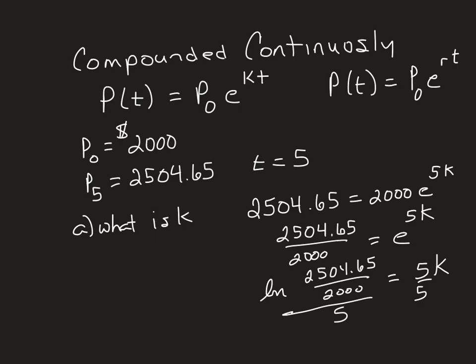So the natural log of 2504.65 divided by 2,000, divided by 5 is our k, and we get 0.045. So the interest rate is 4.5%, but for k we will use 0.045, or a 4.5% interest rate.